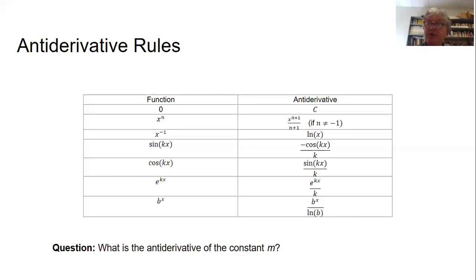Okay, so your module question for today is, what is the antiderivative of the constant m?